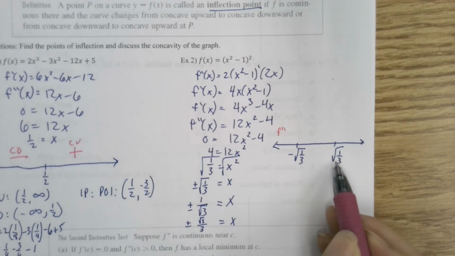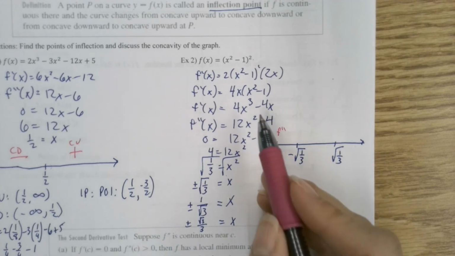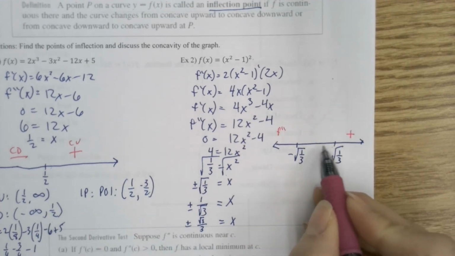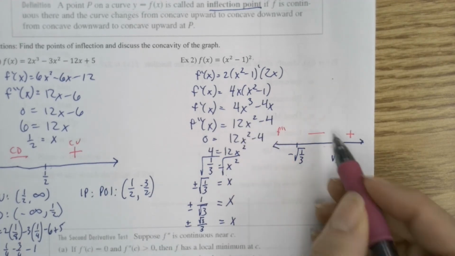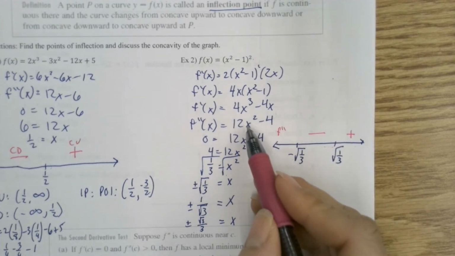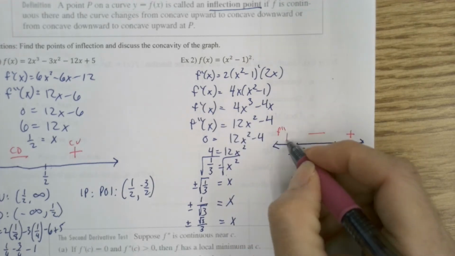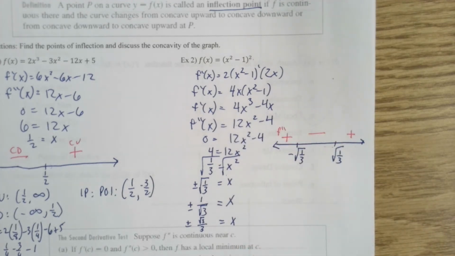I know a number bigger than the square root of 1/3 would be 1. So 12 times 1 squared minus 4 is positive. Let's substitute 0 in. 0 minus 4 is negative. Substitute a negative 1 in. Negative 1 squared times 12 is positive. 12 minus 4 is positive. So let's identify our intervals.